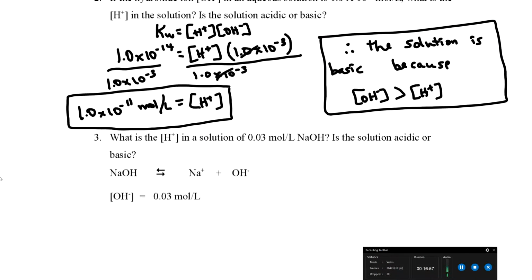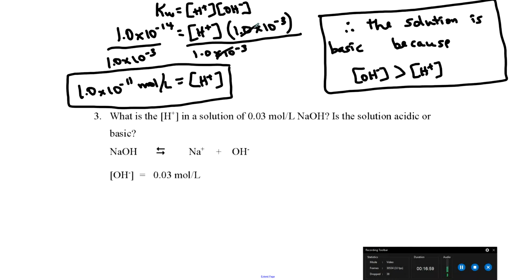Okay, so let's look at something a little bit different. So these ones are pretty straightforward to solve. Now we're going to look at a solution where we have some other solute dissolved. So here it's saying, what is the H plus ion concentration in a solution of 0.03 moles per liter of sodium hydroxide? Is this solution acidic or basic?